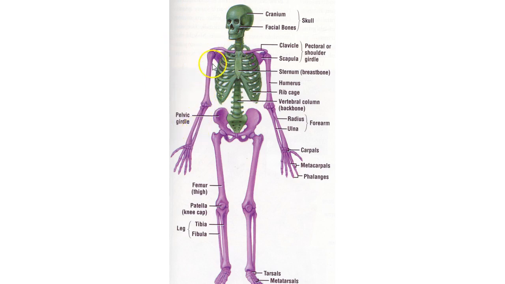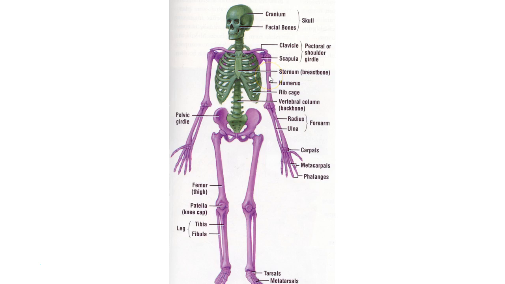Appendicular is in purple. The only place it gets a little confusing is if you point at the ilium or the ischium or the pubic bone. That's appendicular. What bones are fair game? I gave you some in the skull, remember? Frontal, temporal, parietal, and occipital. Also gave you a maxilla and mandible. We gave you vertebra.